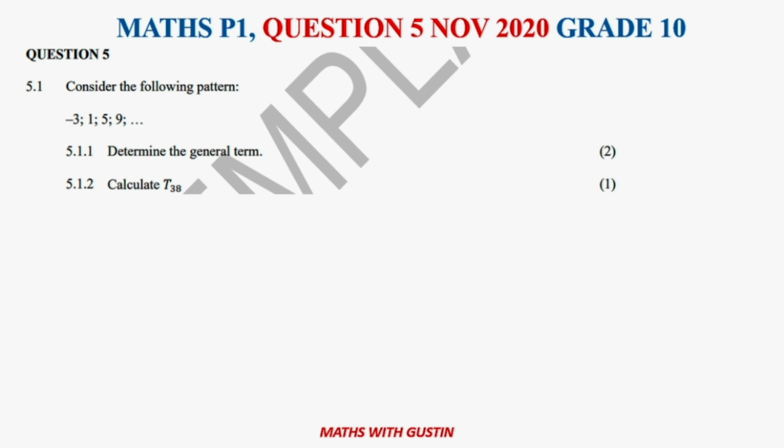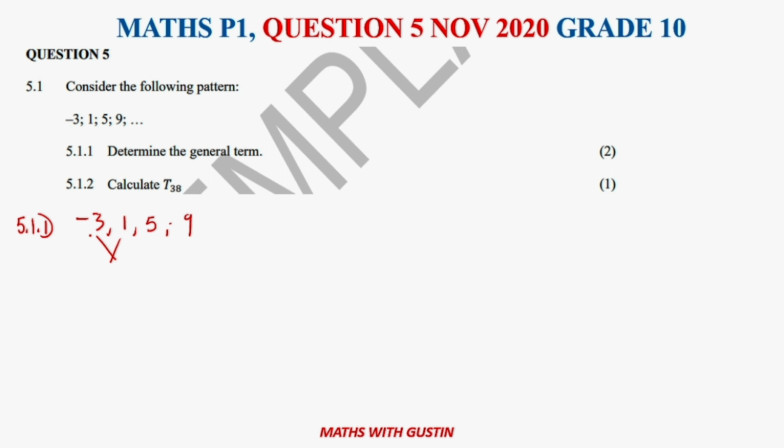Okay, we are given a pattern here. Let's have a look at this given pattern. So first, we need to find out which pattern this one is, because the first question said to determine the general term of this pattern. 5.1.1. Okay, good stuff.